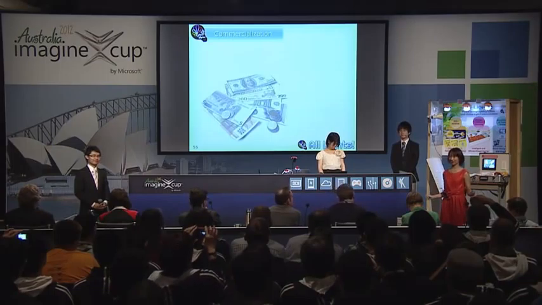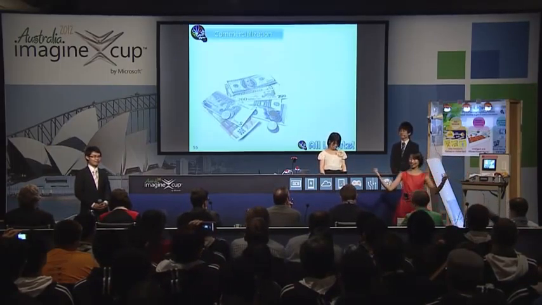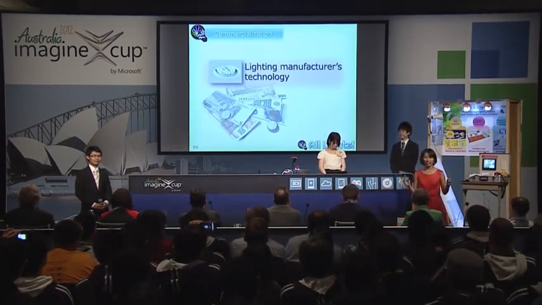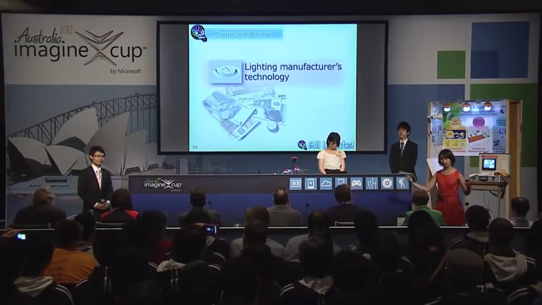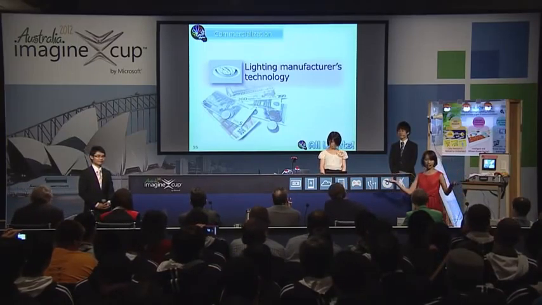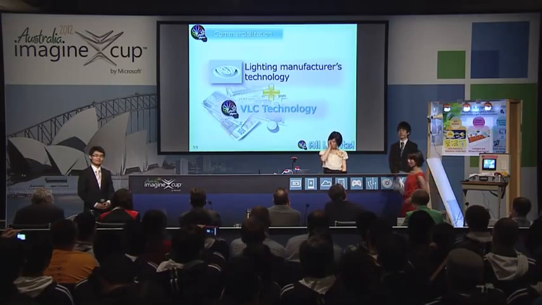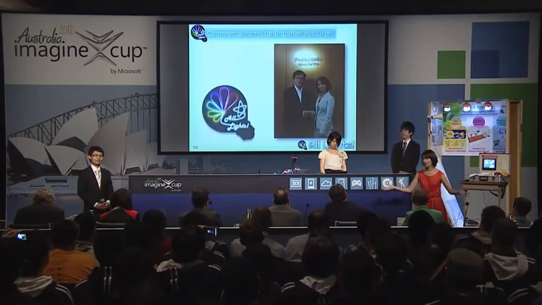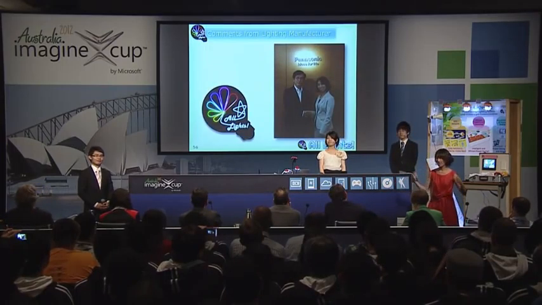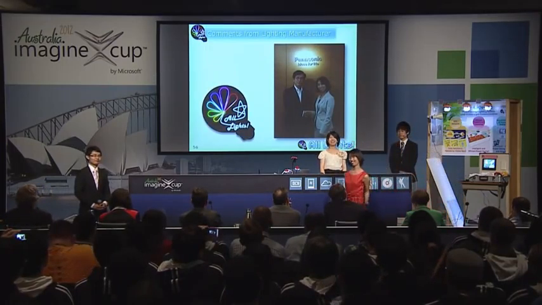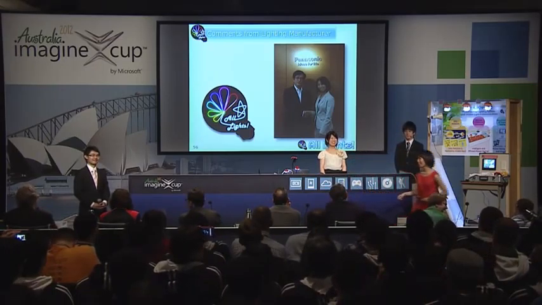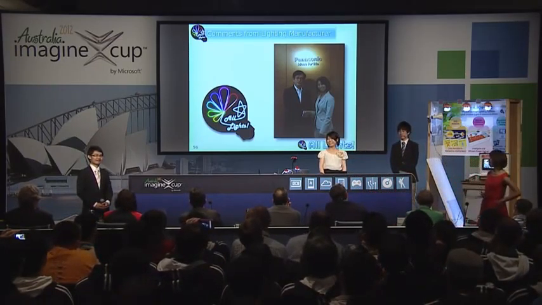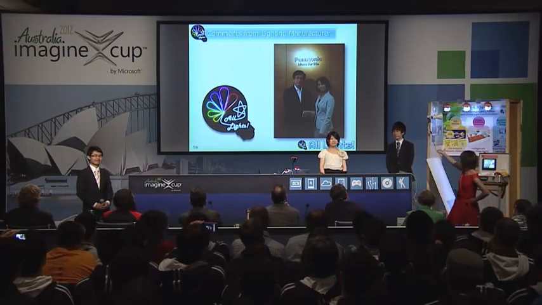For mass production, we can collaborate with lighting manufacturers. All Lights can be realized by combining lighting technology of such manufacturers and our VLC technology. We talked to one of the lighting manufacturers, Panasonic, about our project. They have shown great interest. This is a video footage of our interview with a representative from Panasonic.